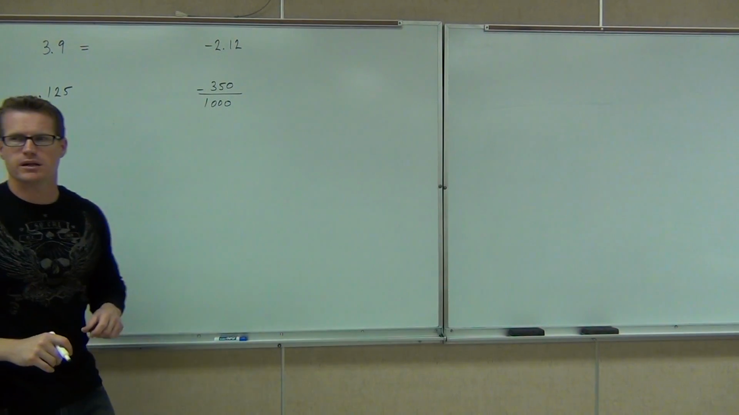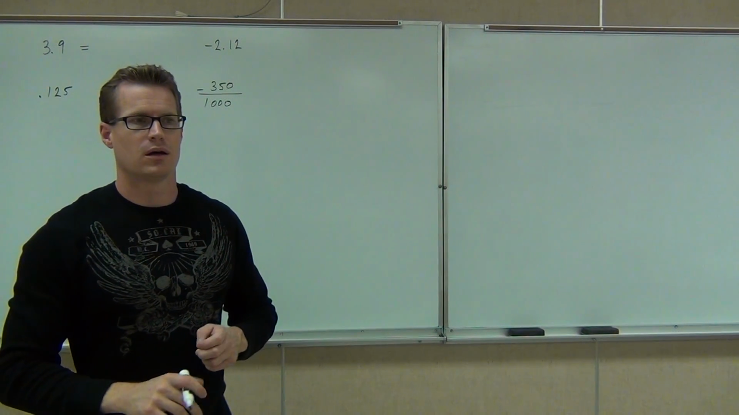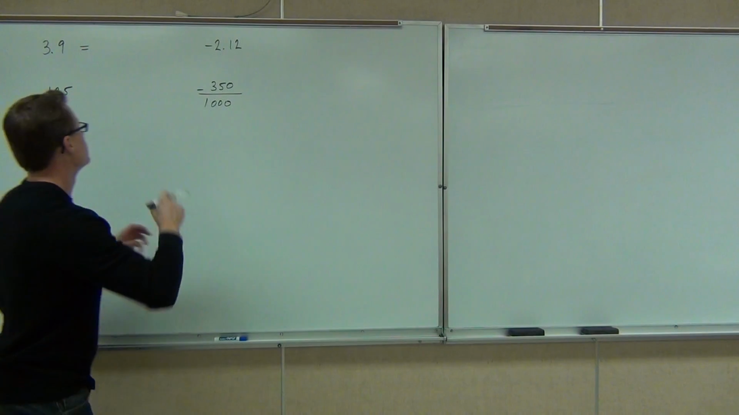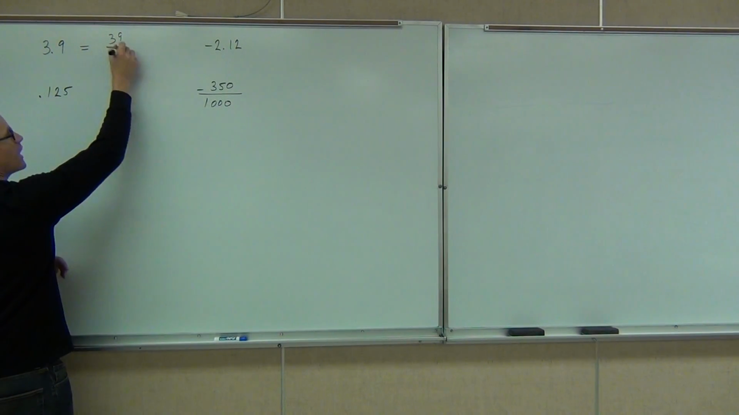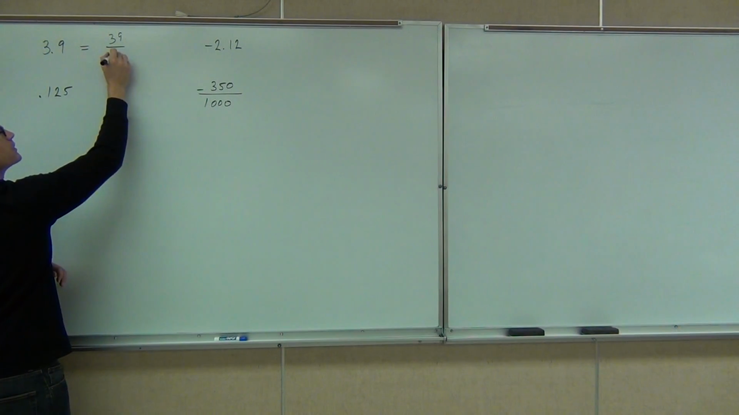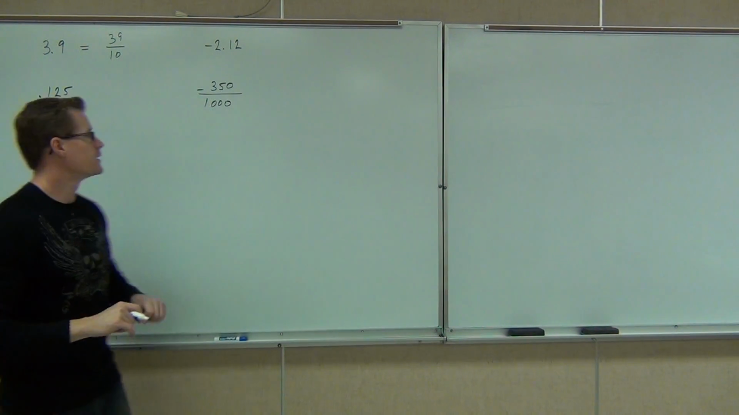How about the 3.9? 3.9 should be 39 over what? 100. So 39 over 10? It's got to be a whole number, over how much? 10. Not 100. You only moved it 1 spot. It should be 10. It ends in tenths. You should have it over 10.